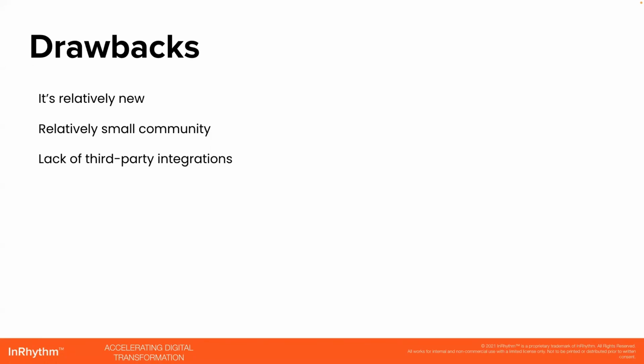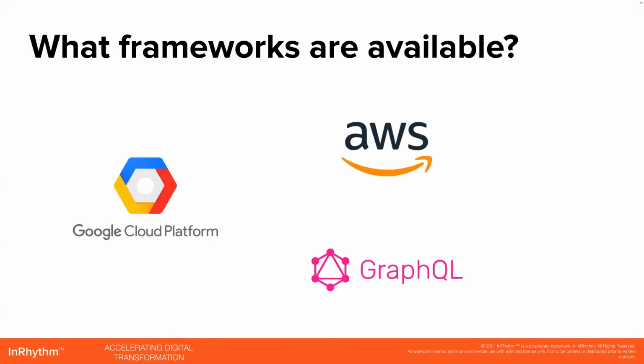I think the most painful one is probably the lack of third-party integrations. If you want to integrate with a third-party backend, most likely they're going to have integrations for Node or Python or Java, and it really doesn't exist for Vapor. So that's one of the main pain points. But there are some frameworks that are available, including frameworks for GCP, AWS, and GraphQL.